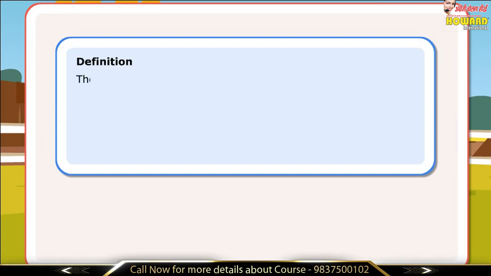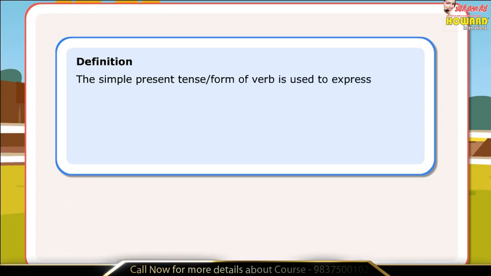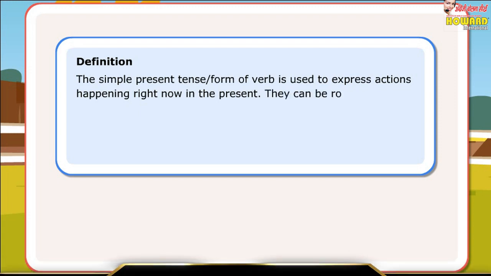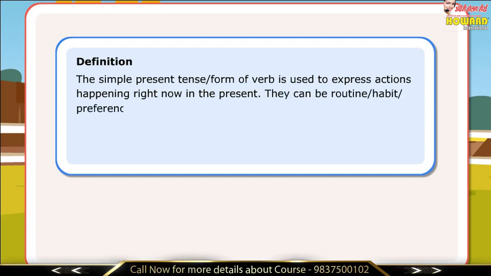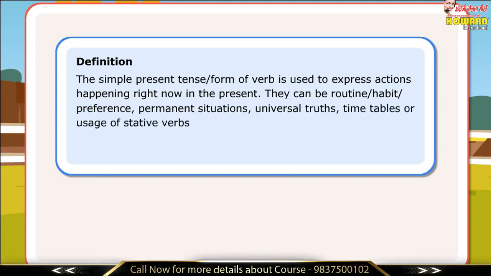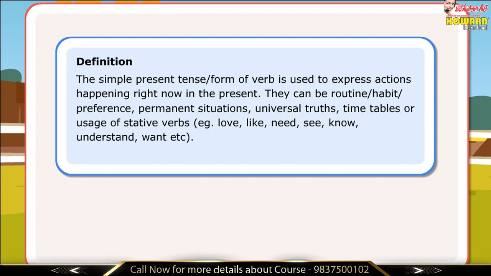Definition. The simple present tense or form of verb is used to express actions happening right now in the present. They can be routine or habit or preference, permanent situations, universal truths, timetables, or usage of starter verbs. Example: love, like, need, see, know, understand, want, etc. Subject plus verb, present form.